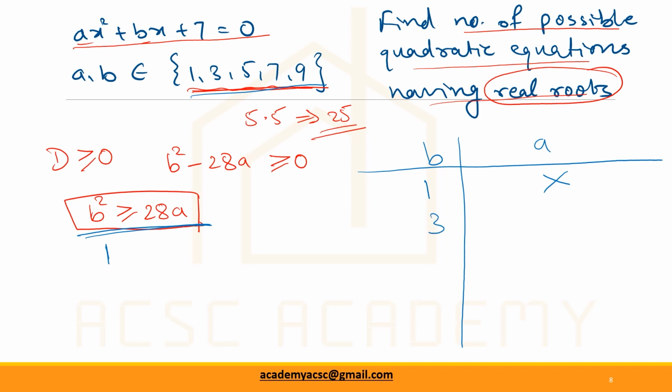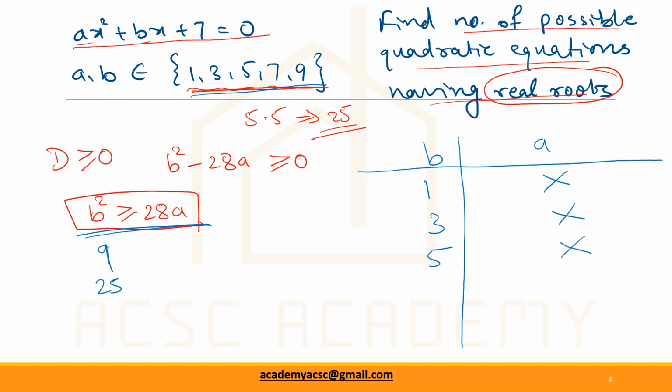Similarly, when we take 3, 3 squared is 9. 9 will never be greater than or equal to 28 times something. So no value over here as well. When we take 5, this side gets 25. Again, no value for a.